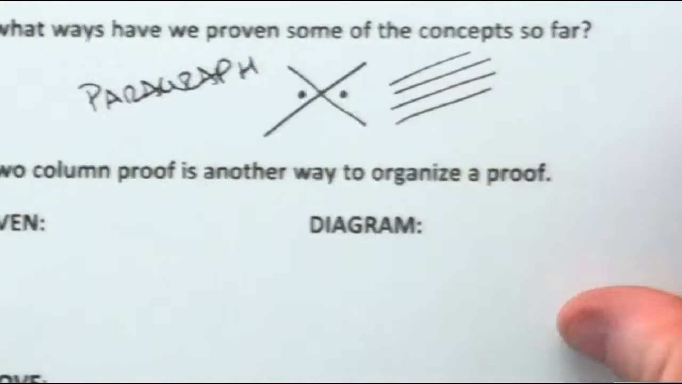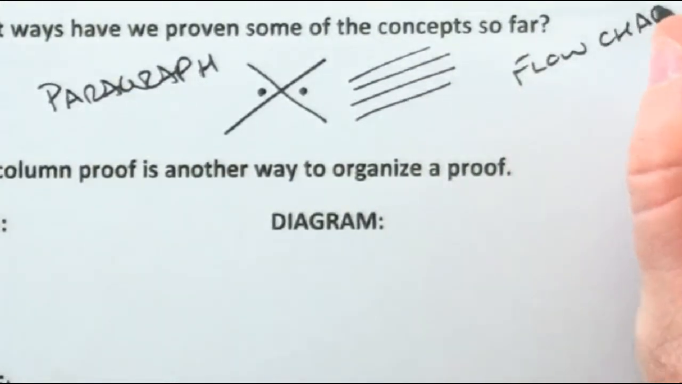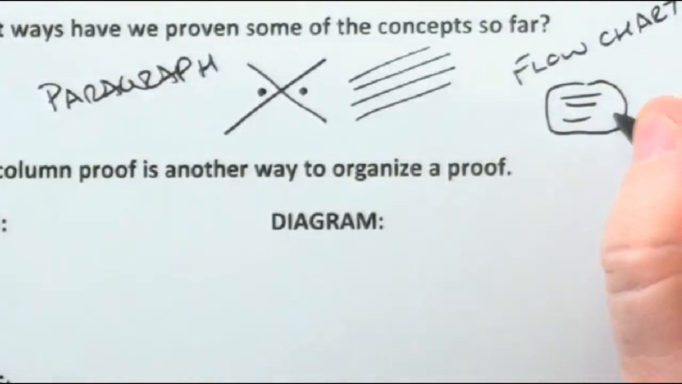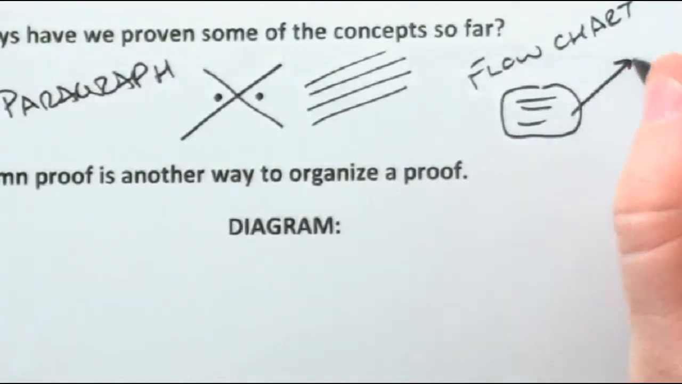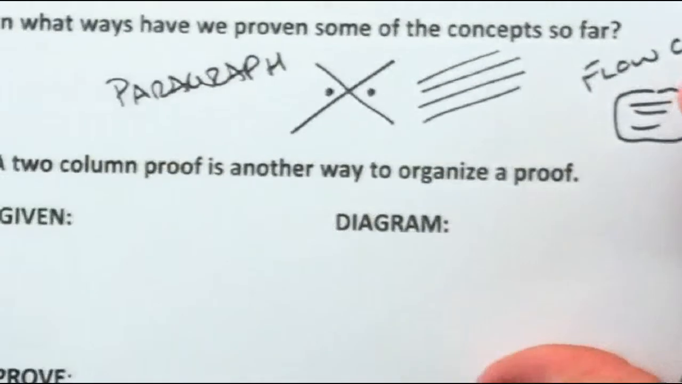There are things called flowchart proofs. We haven't looked at those, but a flowchart proof basically is the idea of establishing something and then saying from that we would also know this, and from that we would know more, and kind of flowing through the concepts.